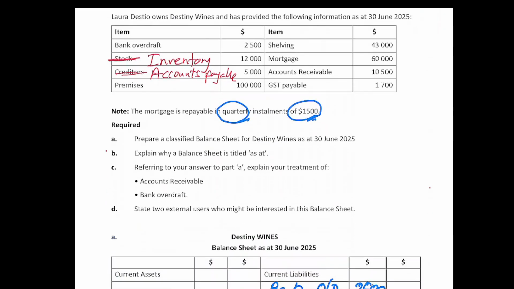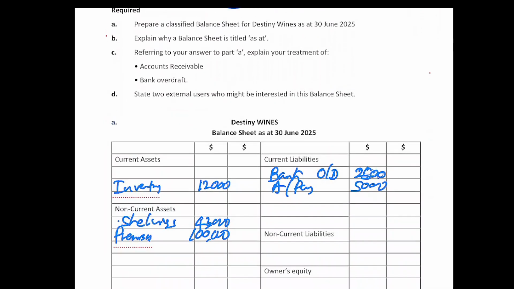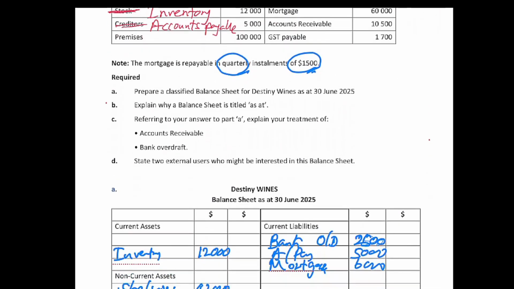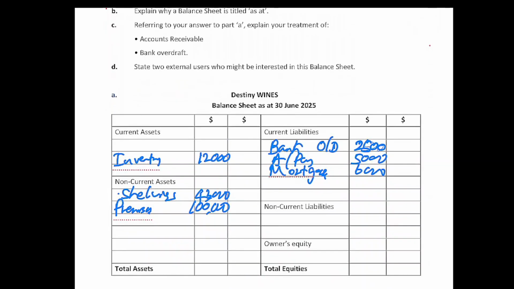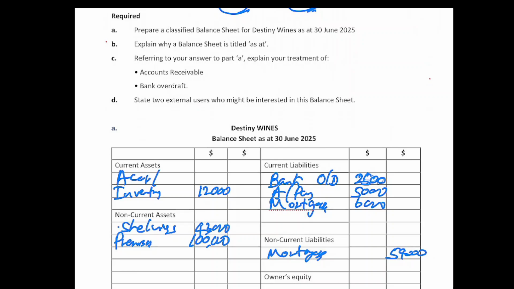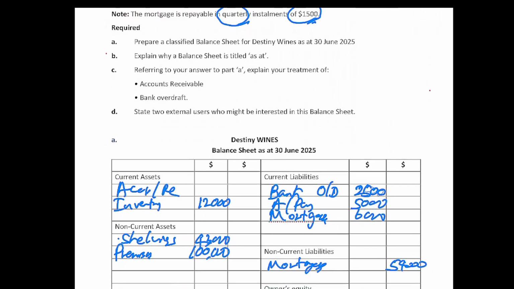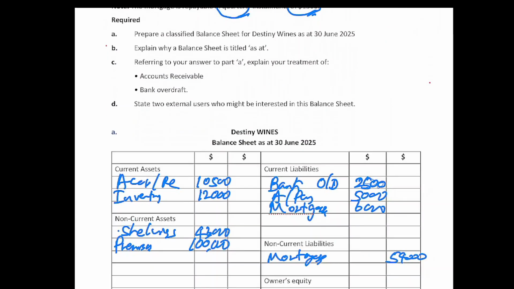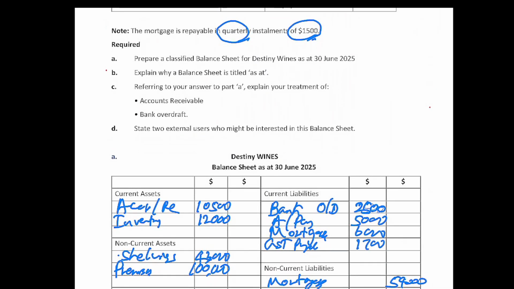Then that means 6,000 will be the mortgage, 6,000, and then the remainder 54,000. You can write straight away in the last column because you have only one item. Then accounts receivable is current asset, and then GST payable. Current asset, sorry, my bad, current liability.